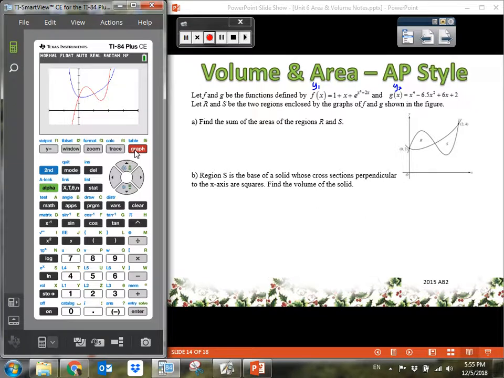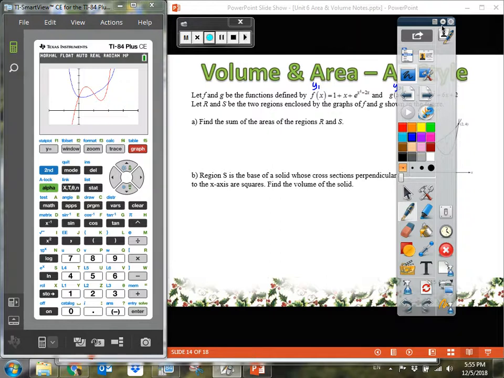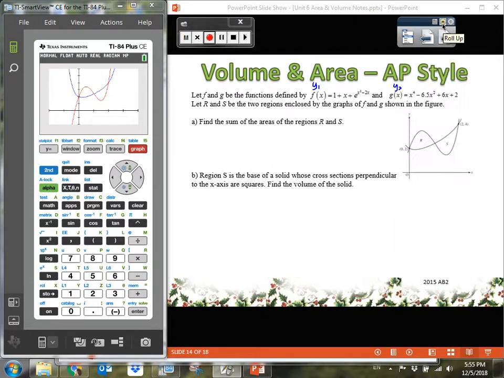Alright, so now we can see. Let me go back and see which one is y1 and which one is y2. The blue one is y1 and the red one is y2. So on our graph over here, let's label it so that we don't get things mixed up. The blue one is y1, so this one right here is f of x. And the red one is y2, so the red one is g of x. That's going to be important for us as we work through this.